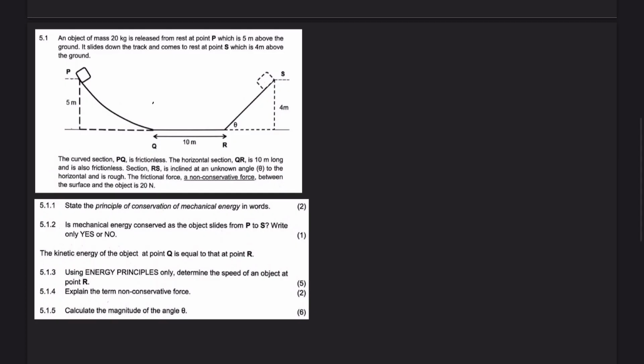Now, there are a few equations that you can use to calculate work for this section. One of the equations is W net is equal to delta EK. The other equation is WNC is equal to delta EP plus delta EK. Since we've been given the value for friction, and we know friction is a non-conservative force, it would make sense to use this equation instead of this equation. All right, so let's start with this equation.